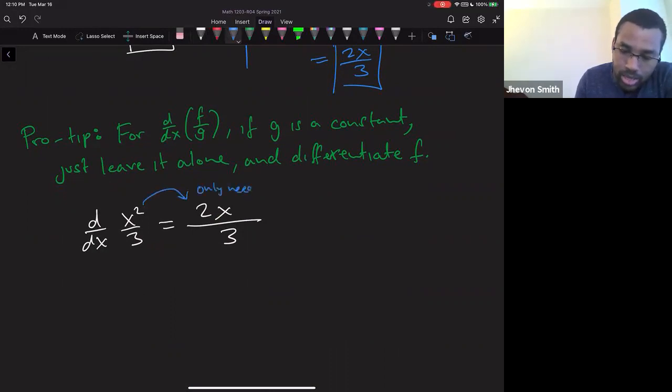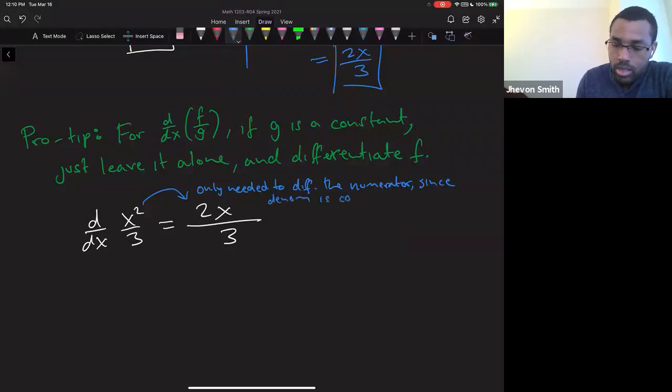Only needed to differentiate the numerator since the denominator is constant, right? So the quotient rule was not needed, right? I didn't even think of this as the quotient rule.